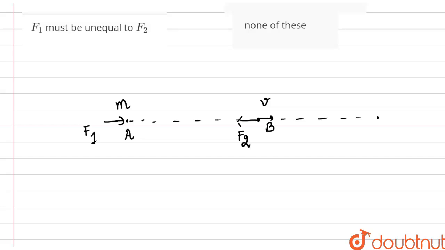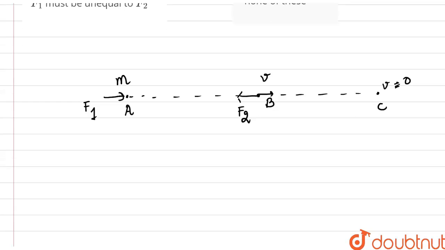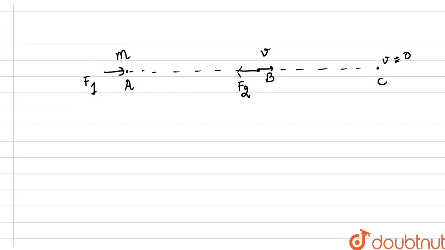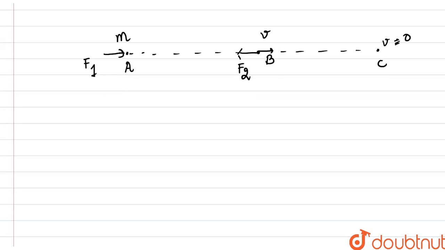So let's just consider that here is our particle at point A. The mass of the particle is, let's say, m, and a force F1 is acting on this particle, and this particle reaches point B and attains a velocity v. Now at this point, a force F2 is acting, which is decelerating it, and let's say at point C, the particle stops.